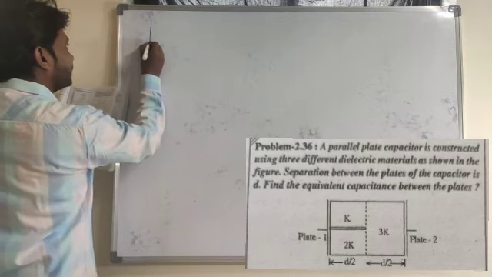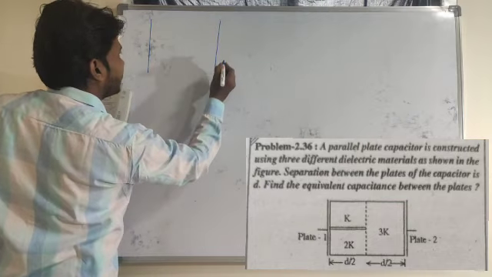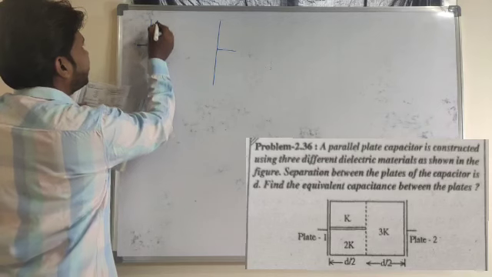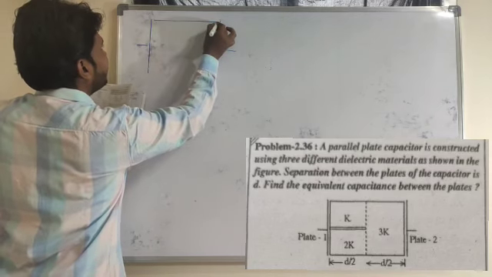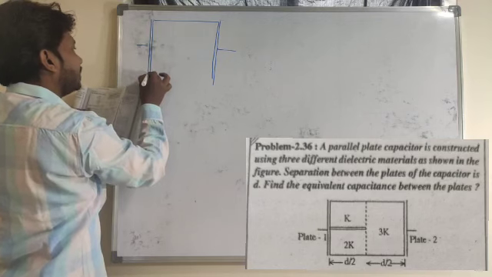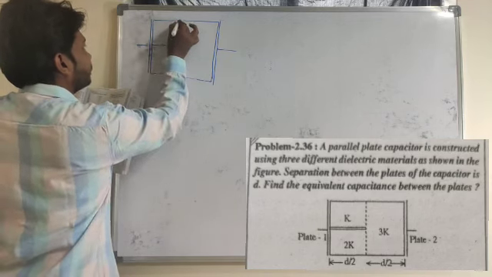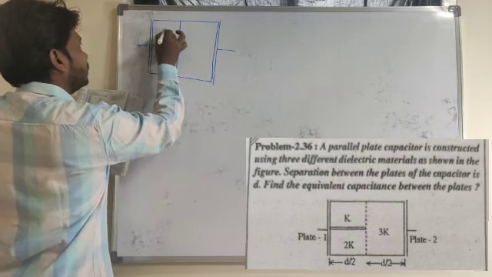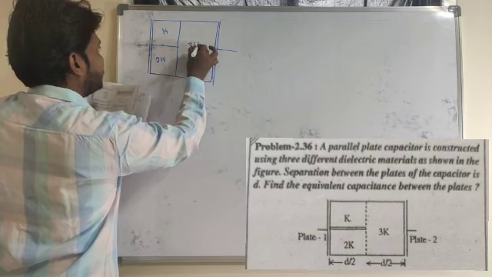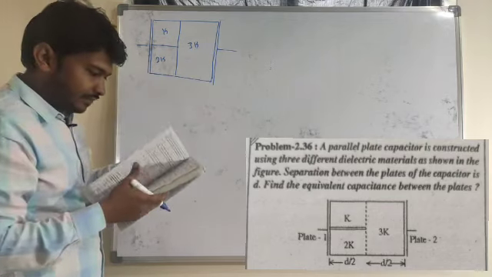This is the plate here. So between the parallel plates, they filled the dielectric medium, and these dielectric media have different values here. This is K, this one is 2 times K, and this one is 3 times K here.